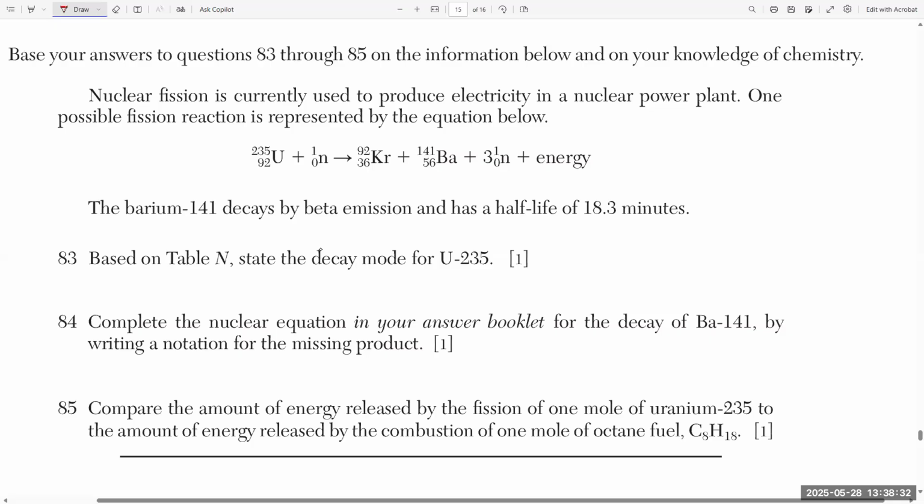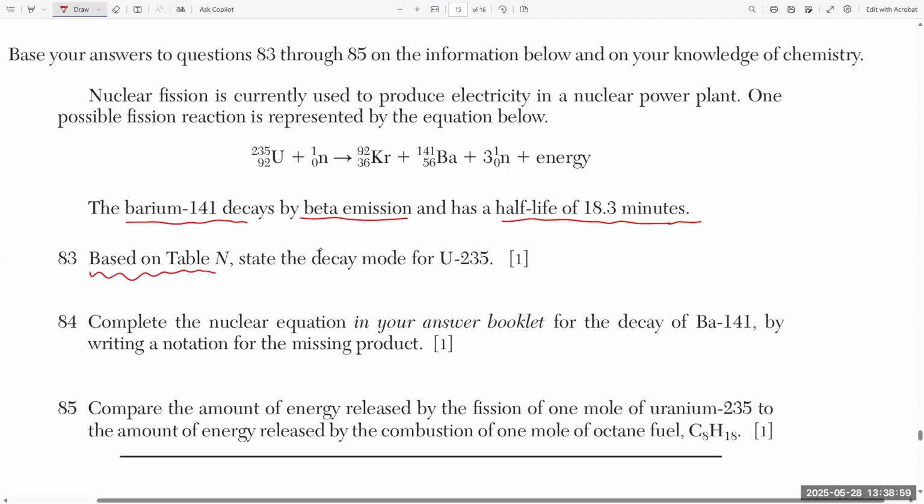Let's go. Nuclear fission is currently used to produce electricity in a nuclear power plant. One possible fission reaction is represented in the equation below. Barium-141 decays by beta emission and has a half-life of 18.3 minutes. So this might be important, might not be important. But if they gave you the half-life here, it may not be on that table N, right? So be careful. If you go to table N, you don't see it and they ask for it, don't freak out. Let's go to 83.